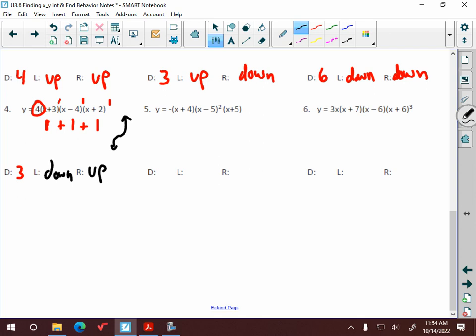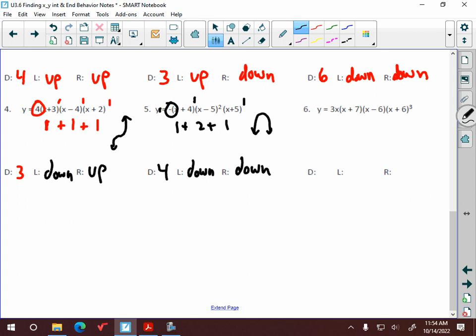All right, 5 is also in factored form, and so we count up all the exponents of the x's. x plus 4 has an exponent of 1, x minus 5 squared has an exponent of 2, and x plus 5 has an exponent of 1. So 1 plus 2 plus 1, that's 4. 4 is an even number, so we want to think of the quadratic shape. We're leading off with a negative, so it flips over the x-axis. So the left is going to point down, and the right is going to point down.